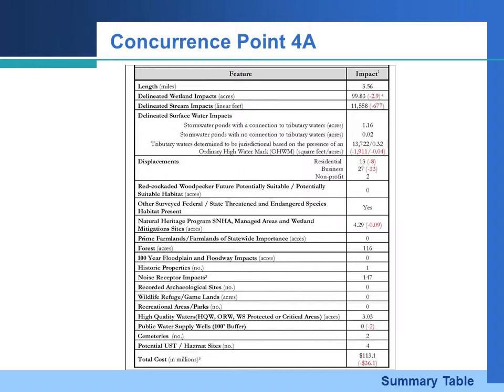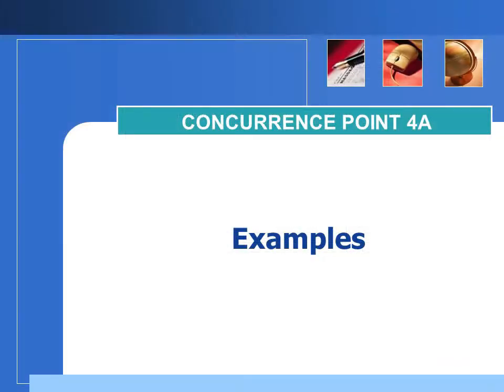Note that on the Concurrence Point 4A signature form, Section 404 Avoidance and Minimization measures should be documented first and separately from other avoidance and minimization measures. The following slides show additional examples of ways avoidance and minimization measures can be included in a project.